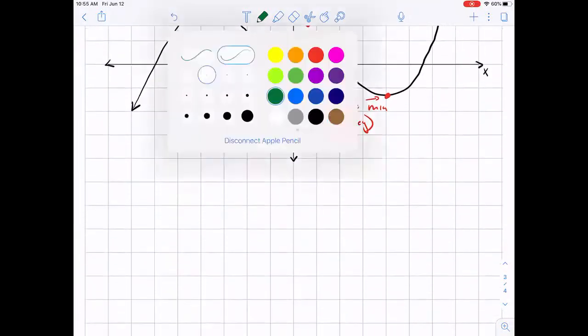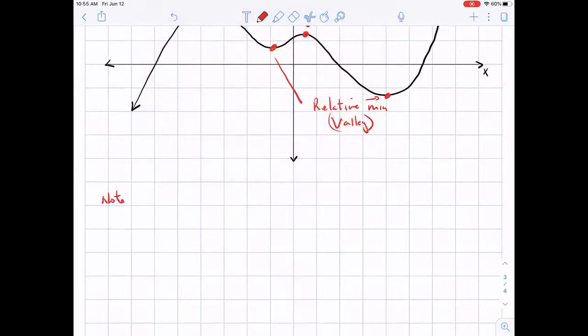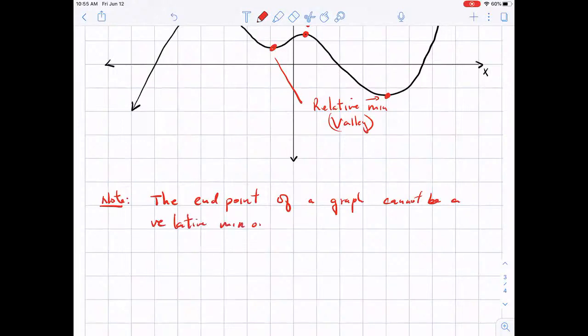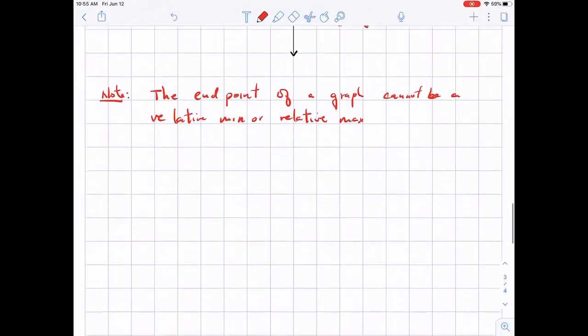So you will note that the end point of a graph cannot be a relative min or relative max. It's impossible. And the reason why that's the case is because if you look at the picture here again, you will notice that there would be no comparison either to the left or to the right.